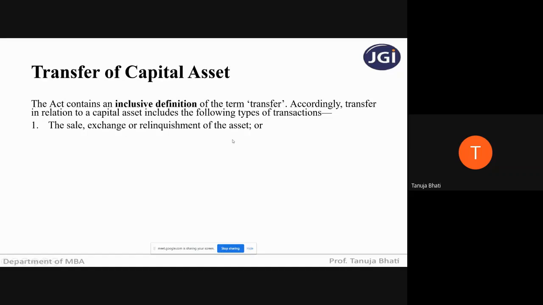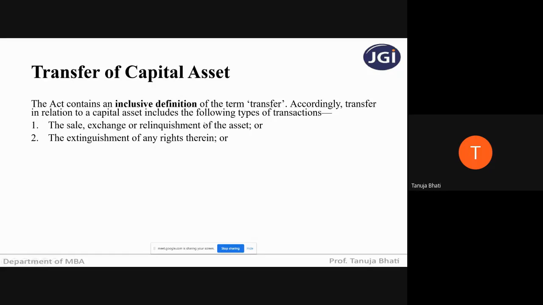Next is relinquishment of assets. What is the meaning of relinquishment? Relinquishment is to withdraw, where you are giving up or surrendering your right over a particular asset. So transfer does not only mean sale. Even if you are exchanging the capital asset, it still falls under the definition of transfer, or if you are giving up or surrendering a particular capital asset, it is still a transfer and you have to charge capital gain.